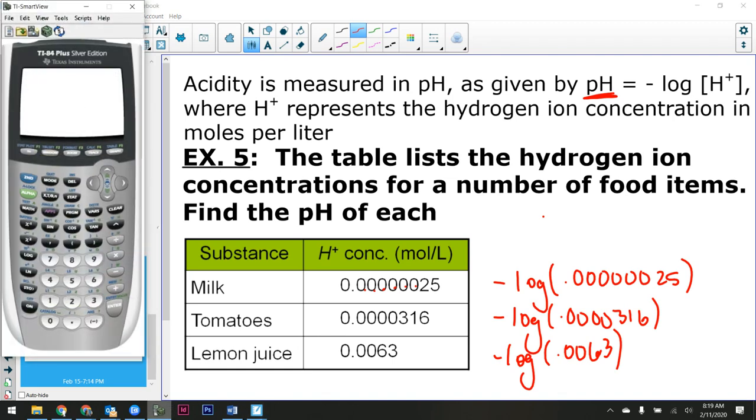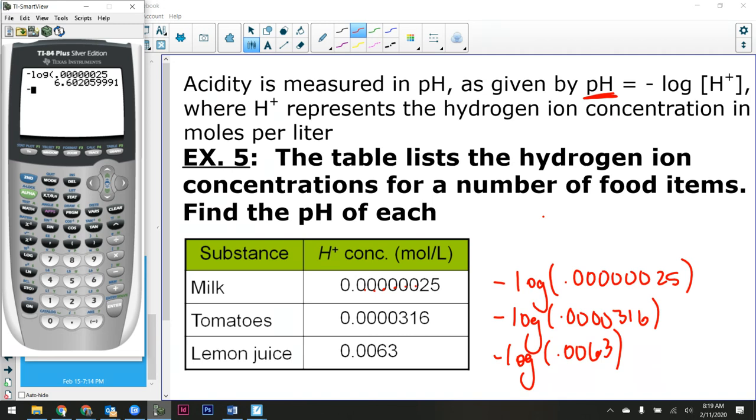Okay, let's do that real quick. What do we expect for milk? High number or low number? What do we expect from lemon juice? Low, right? Isn't acid low? Yeah, like 6. Negative log 1, 2, 3, 4, 5, 6. This is basic. Actually, isn't 7 like middle of the road? Yeah. So milk is like middle of the road.